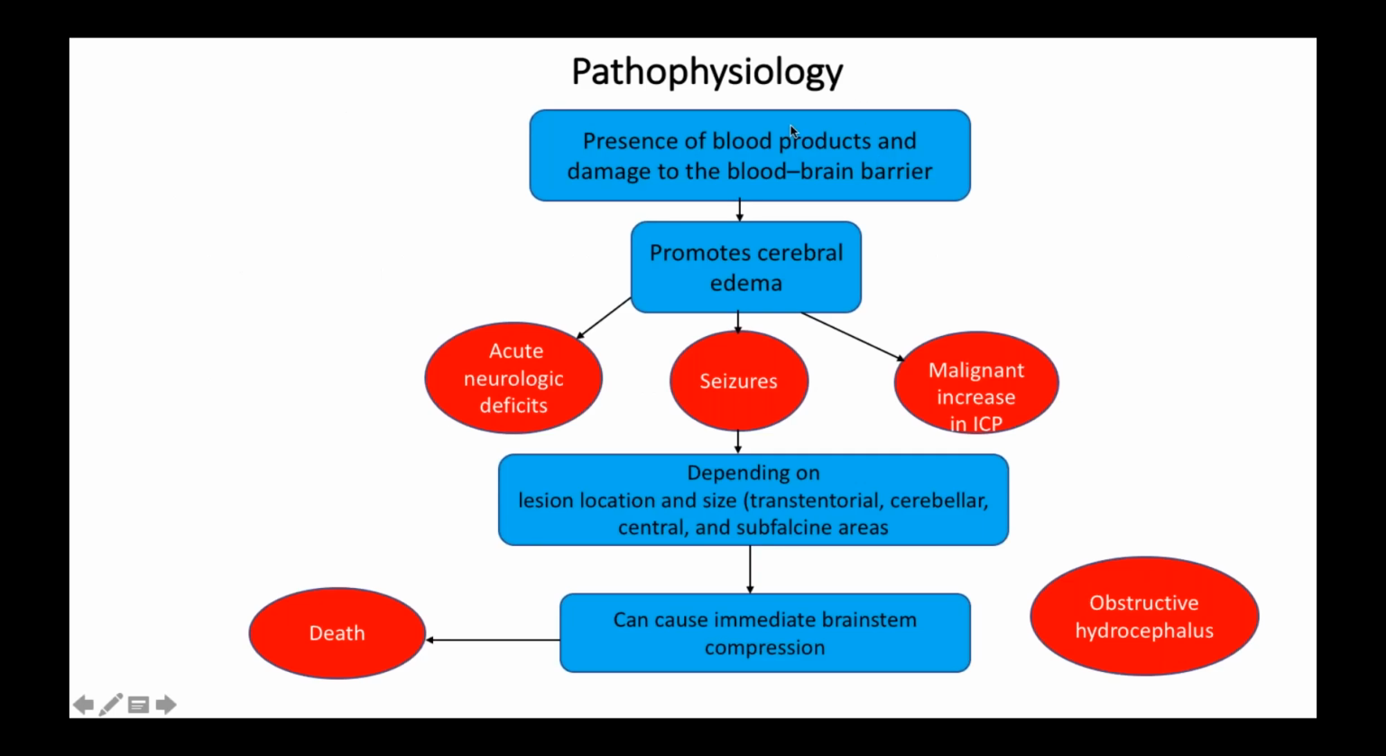So what happens when there is a rupture of a vessel, there is presence of a blood product which usually damages the blood-brain barrier. Now this promotes cerebral edema, which can lead to neurological deficit, seizures, and increase in ICP. Depending upon the lesion location and size, these symptoms occur. This can either cause immediate brainstem compression leading to death, or it may cause these symptoms. And once these are taken care of, the symptoms usually go off and the prognosis is good.